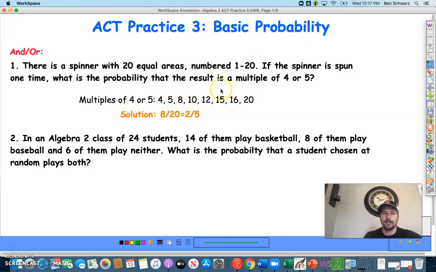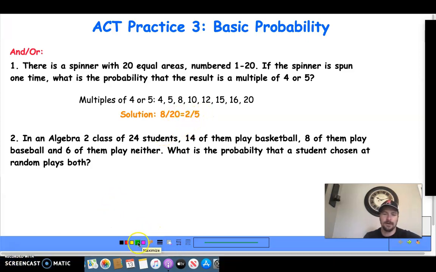Your multiples of 4 are 4, 8, 12, 16. And multiples of 5 are 5, 10, 15, 20. 20 is actually a multiple of both of them, but you don't count 20 two times, okay? So there's a total of 1, 2, 3, 4, 5, 6, 7, 8 that are a multiple of either 4 or 5, or both. And there's a total of 20 spots. So it's 8 out of 20, which reduces to 2 out of 5.